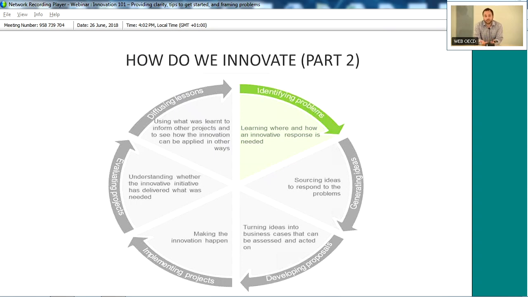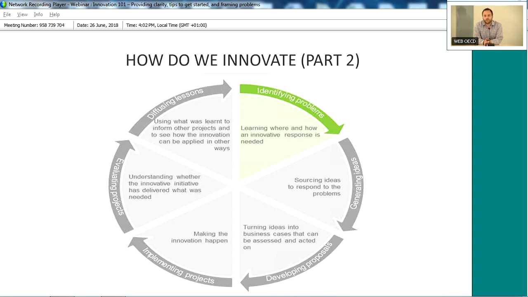Then implementing, evaluating, and diffusing. So evaluation, pretty straightforward. Diffusion is something the public sector has traditionally struggled with. How do you identify those best practices and diffuse those lessons learned across the organization? And not just for successes, but also for failures, which we don't really like to talk about.